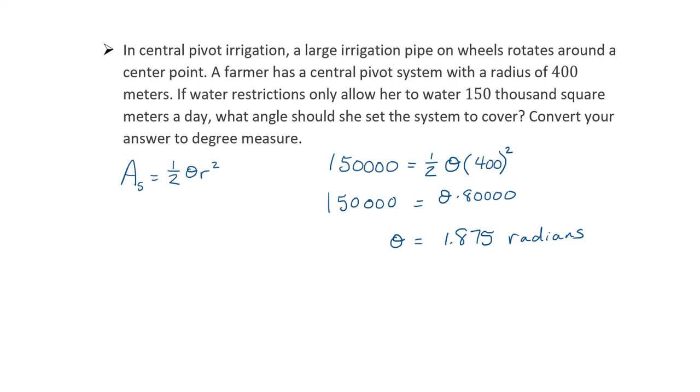Let's go ahead and convert that to degree measure. 1.875 radians times 180 degrees divided by pi. When I put this into the calculator, I get about 107.4 degrees.